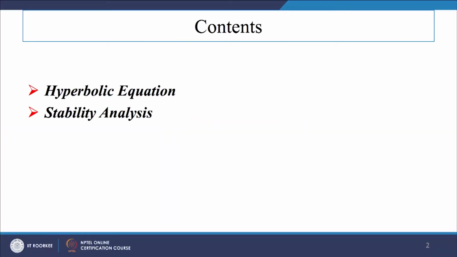Welcome to the lecture series on numerical methods, finite difference approach. In the last lecture, we discussed a hyperbolic equation and its solution procedures, based on the explicit method and implicit method. In the present lecture, we will go for the stability and convergence analysis of these hyperbolic equations.